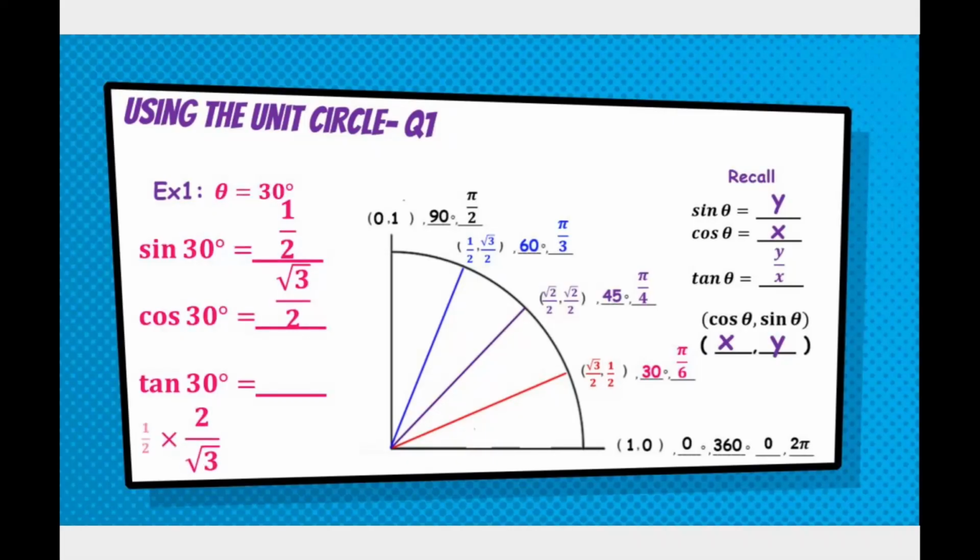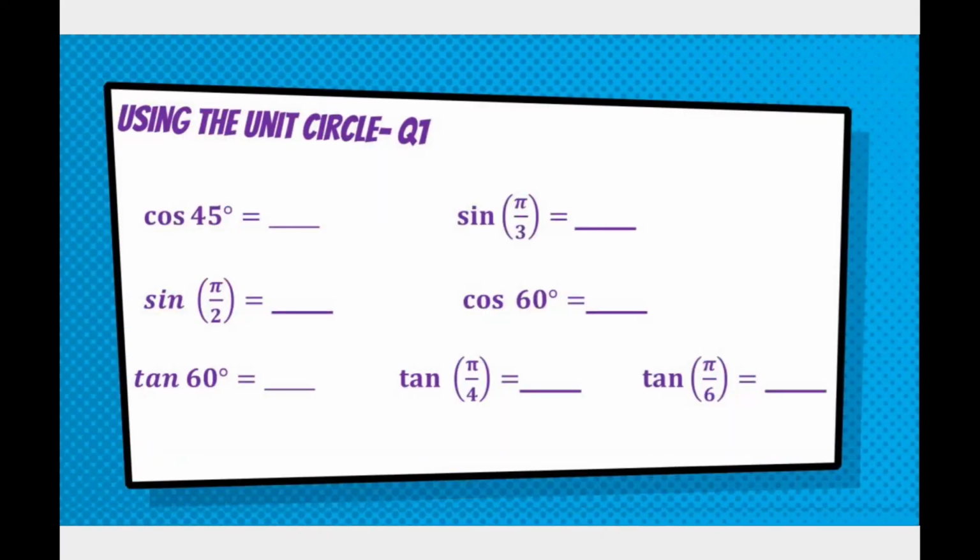So we have to do a little bit of math here. If I do a fraction divided by a fraction, I just rewrite that as multiplication where I flip the second one. The 2's are going to cancel, and then I need to rationalize my denominator to get square root of 3 over 3. So the sine, cosine, and tangent all have these different values.